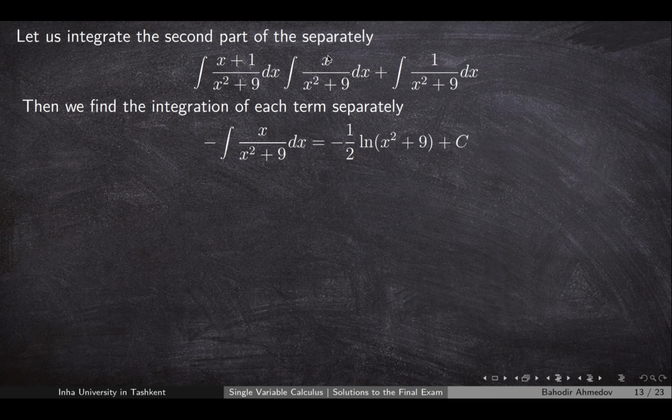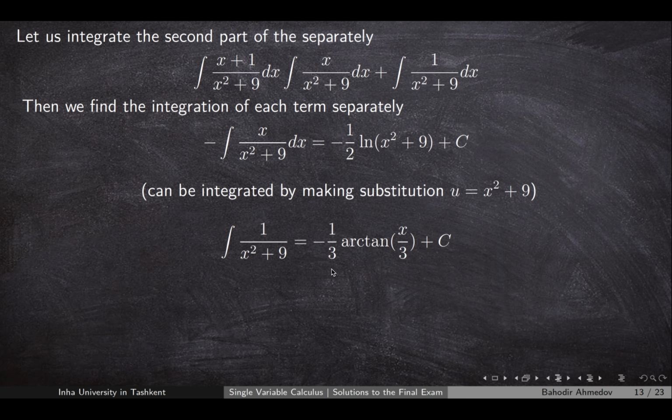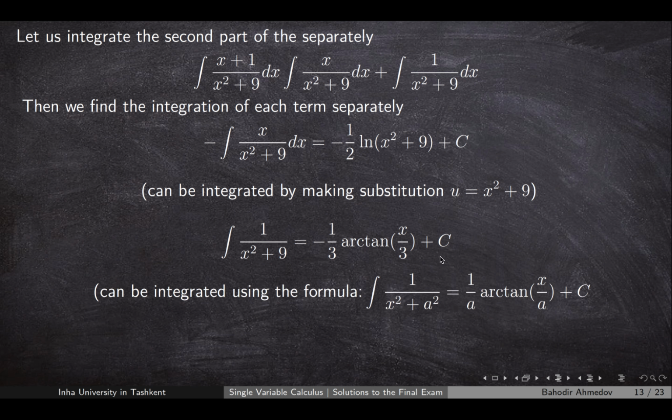So integration of the first part is again straightforward because we can use the substitution rule, right? Because you see, here's the function and its derivative is here on the numerator, which is going to be 2x simply. So that is why the integration of x divided by x squared plus 9 is going to be 1 over 2 ln of x squared plus 9, and the integral of the second term is going to be equal to 1 over 3 arctangent of x over 3. So we are using this standard formula, integration of 1 over x squared plus a squared is equal to 1 over a arctangent of x over a.